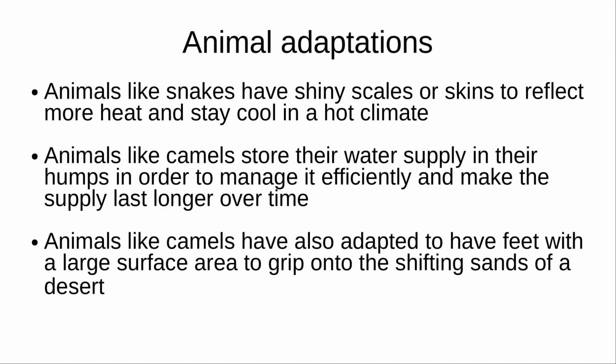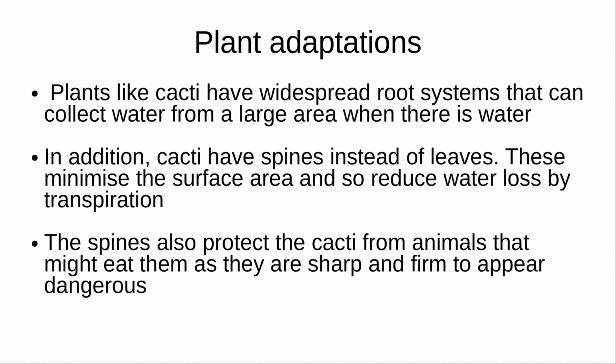Examples of plant adaptations include plants like cacti, which have widespread root systems that collect water from a large area when there is water from rainfall. In addition, cacti have spines instead of leaves. These minimize the surface area and so reduce water loss by transpiration. The spines also protect the cacti from animals that might eat them, as they are sharp and firm to appear dangerous.